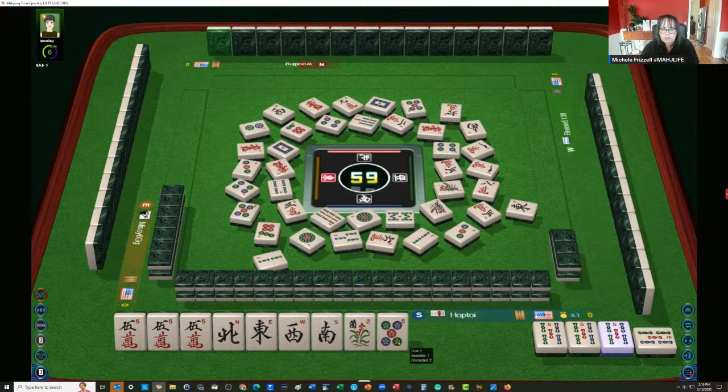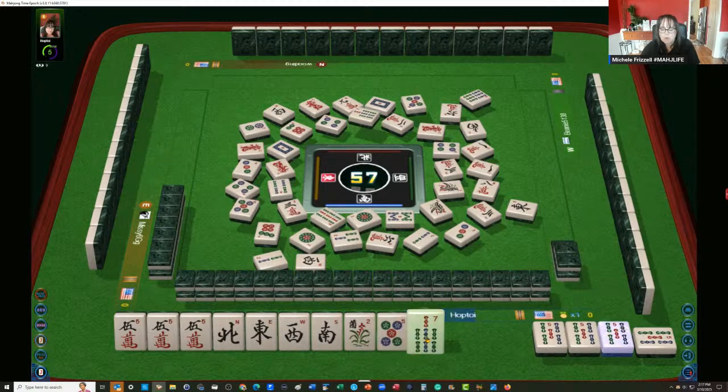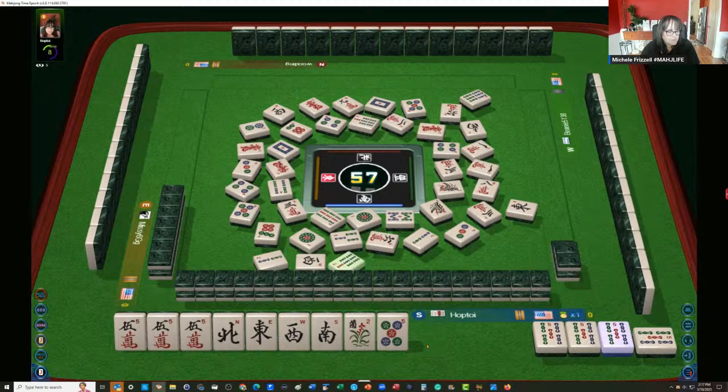It's not ideal to be waiting on a single tile like that or a pair tile. 6 bamboos. That's called a pair wait. It's not ideal. It'd be really nice to draw the flower. West wind. And that way we're waiting on a 5 crack or a joker. Let's throw the 7. 7 bamboos.